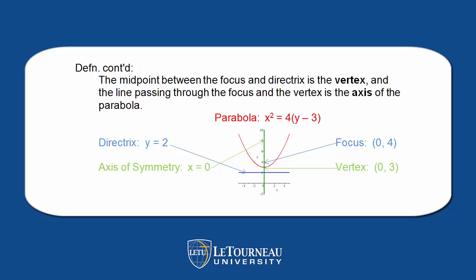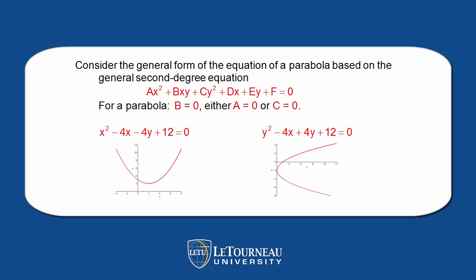Here's an example of a graph. The midpoint between the focus and the directrix is the vertex. Notice where I have it marked. And the line passing through the focus and the vertex is the axis of the parabola. Notice the directrix is in blue. The focus is in blue also.